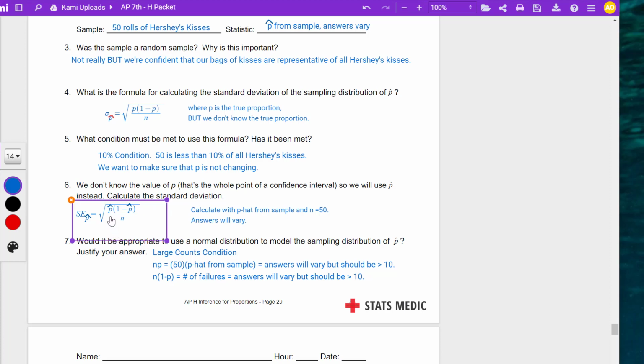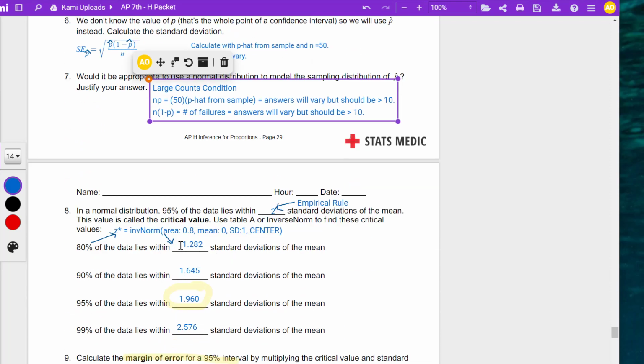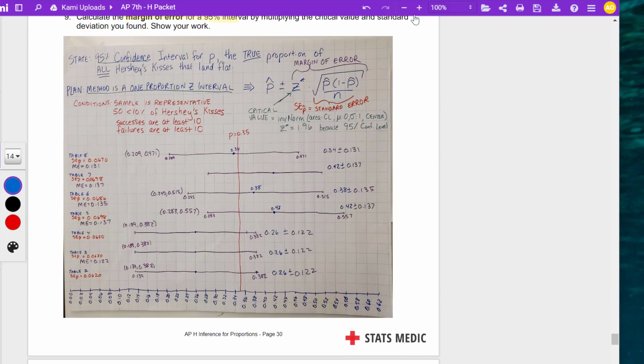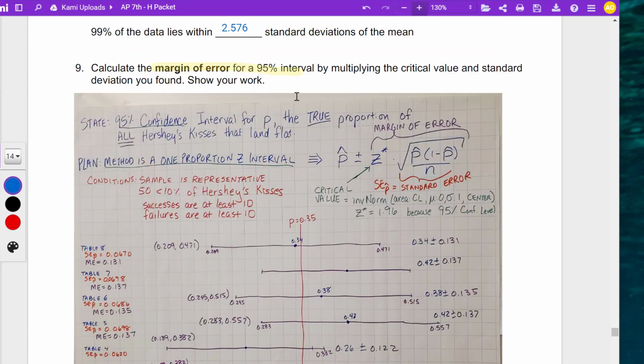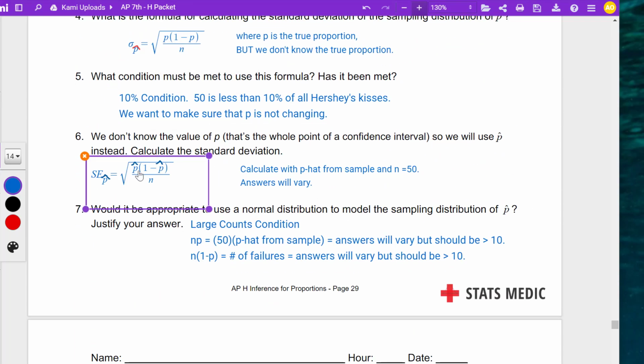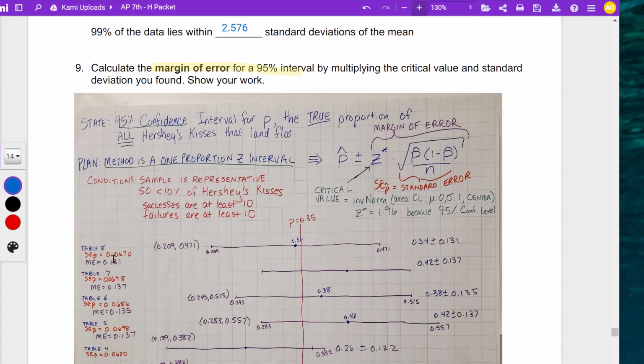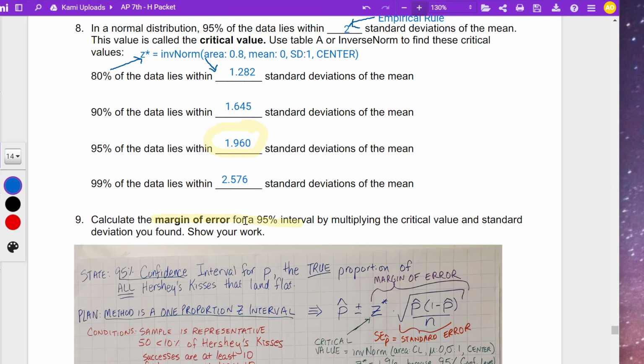Now we have p hat times 1 minus p hat over n, and we calculate with p hat from your sample, and n is 50. The answers are going to vary. Coming down to this picture, you can see some of the standard error calculations for the different tables. This one was 0.34, so they put in 0.34 times 1 minus 0.34 divided by 50, and that gave them 0.0670.